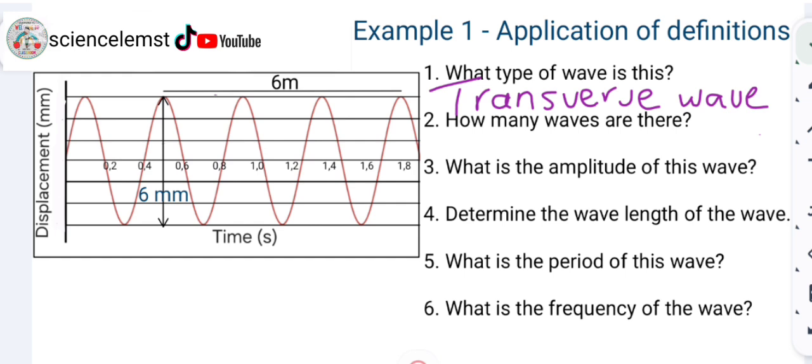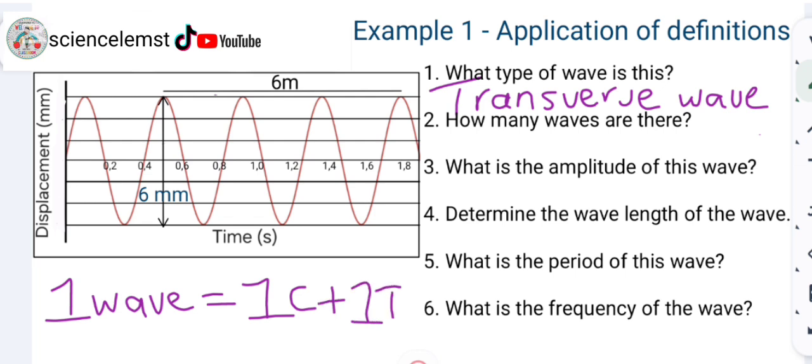Number 2, how many waves are there? Remember, one wave equals one crest plus one trough. So let's find them. This is a crest, this is a trough, means one wave. This is a crest, this is a trough, meaning second wave. This is a crest, this is a trough, meaning third wave. This is a crest, this is a trough, meaning fourth wave.